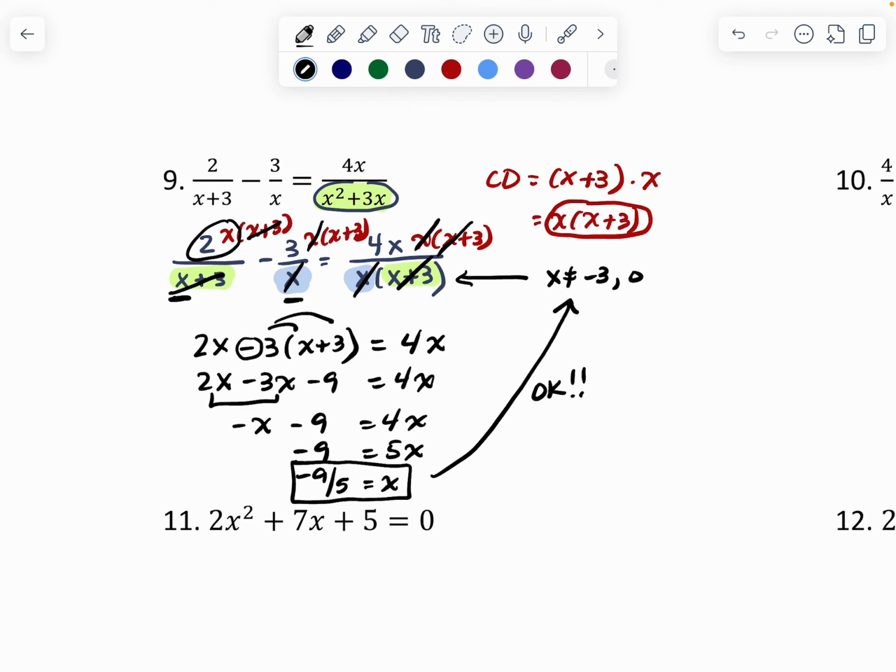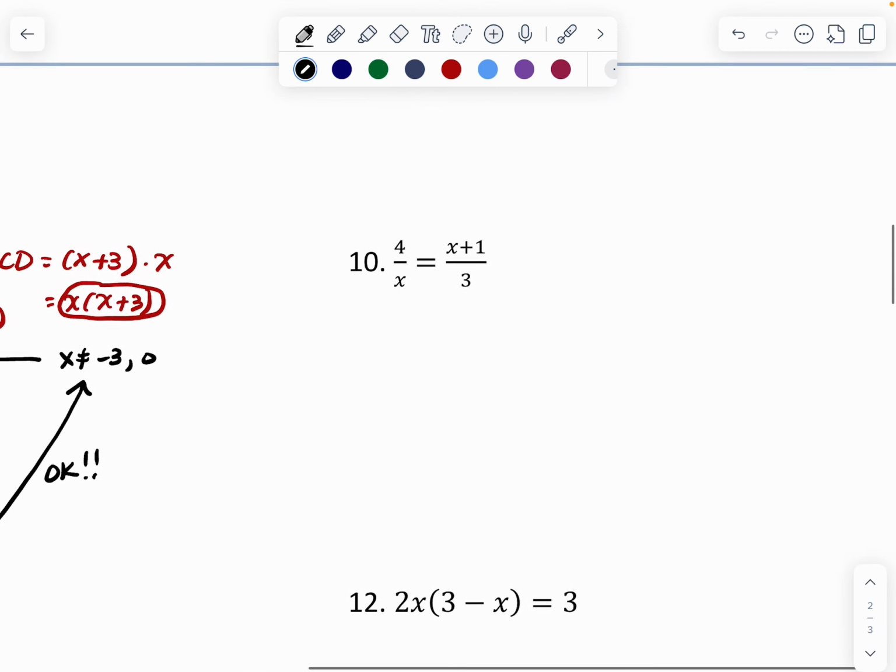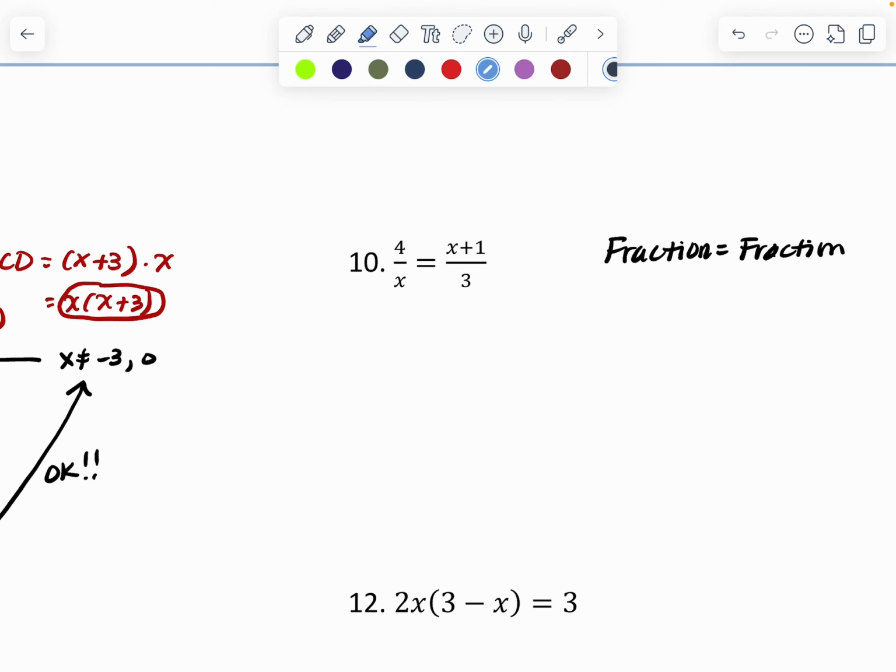All right, let's look at number 10. All right, remember on this one, if you have a fraction that equals a fraction, cross multiply. I hope you guys remember that. Remember the cross multiply thing? So I'm going to multiply this times this and this times this.